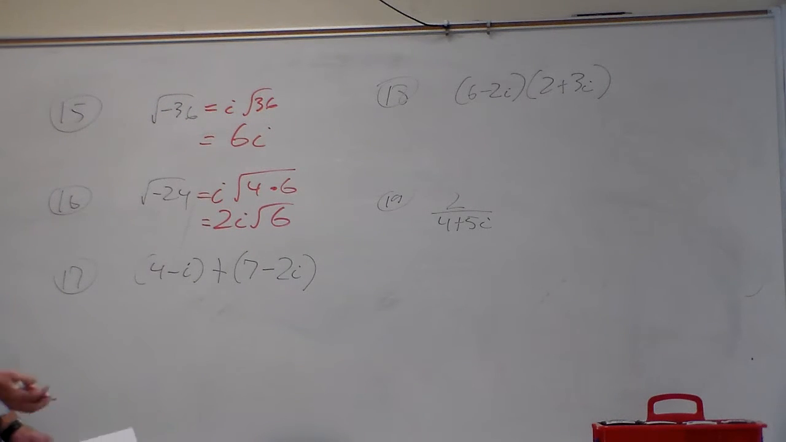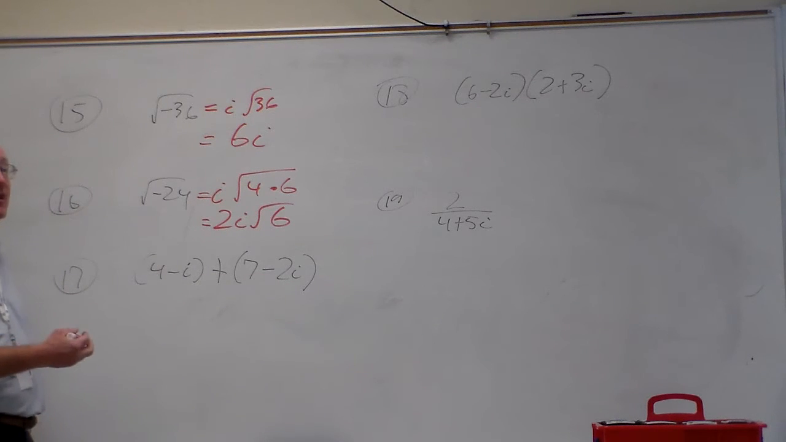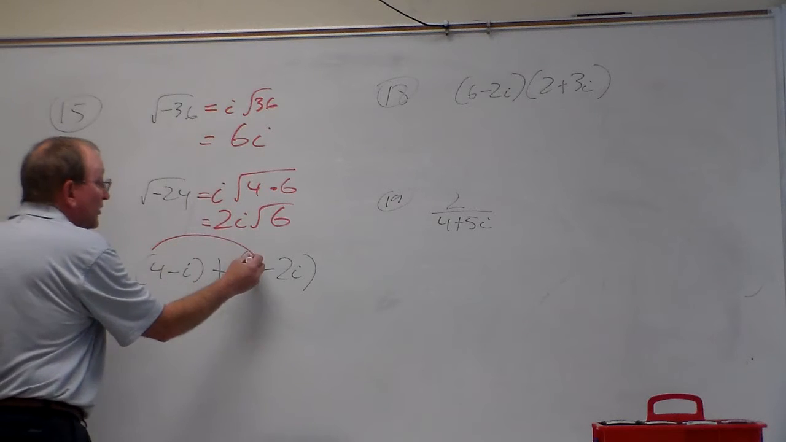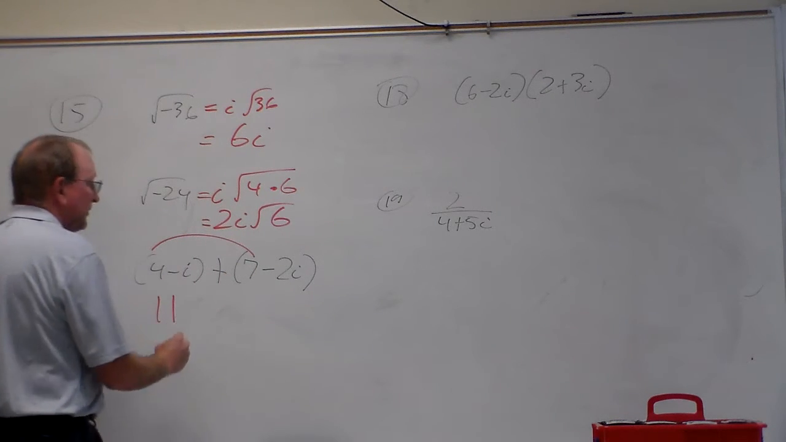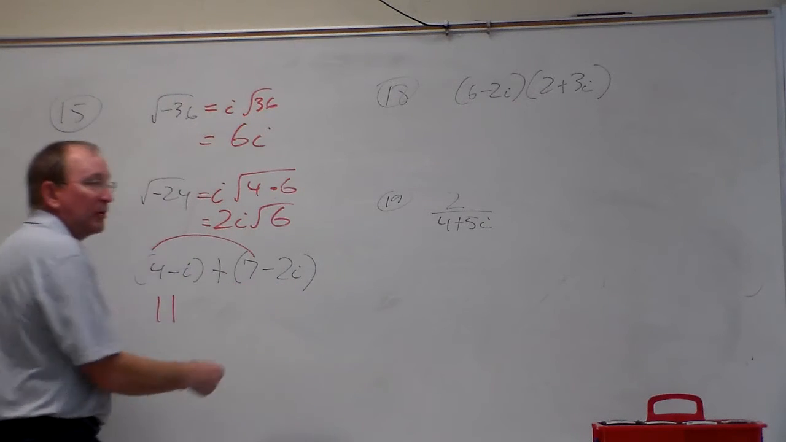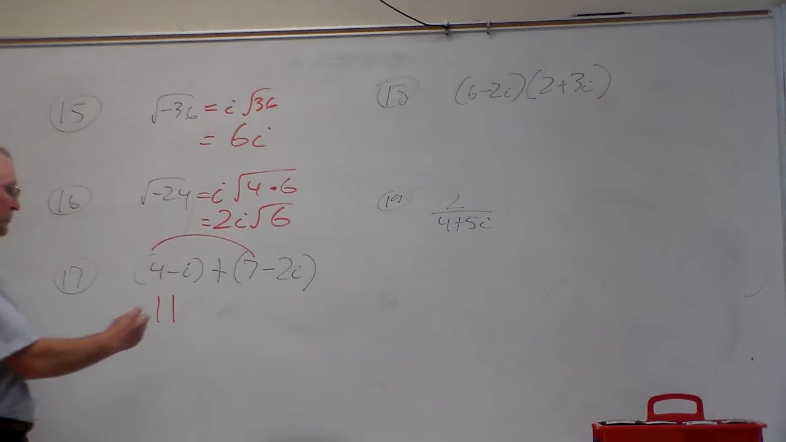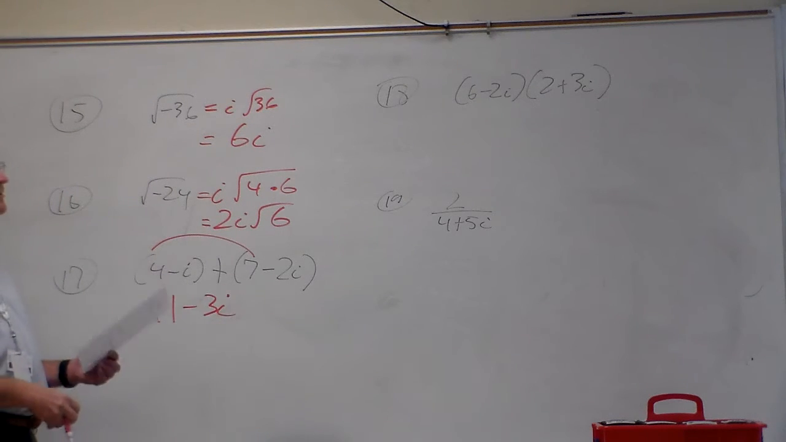For 17, you can pretend i is an x. It has the same values. This is just like adding. I can put the same things together. The 4 and 7 are the same, right? What's 4 plus 7? 11. And what's negative 1i minus 2i, or plus negative 2i? Negative 3i. That's it.